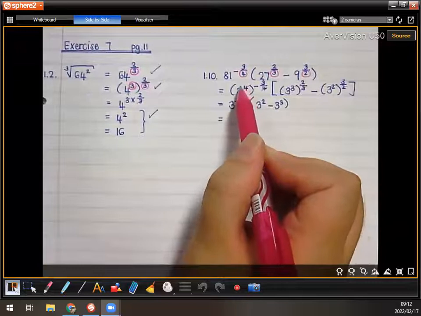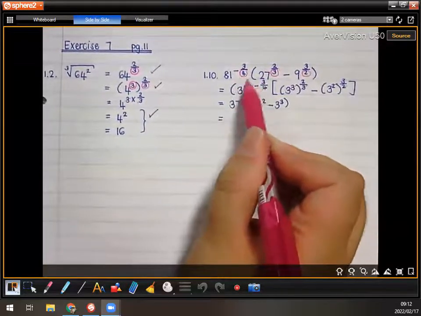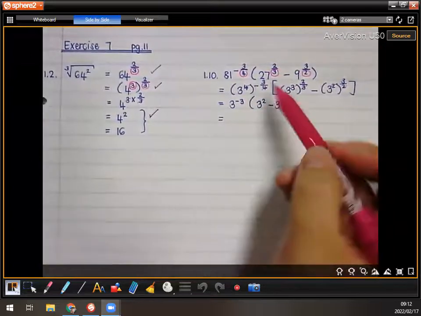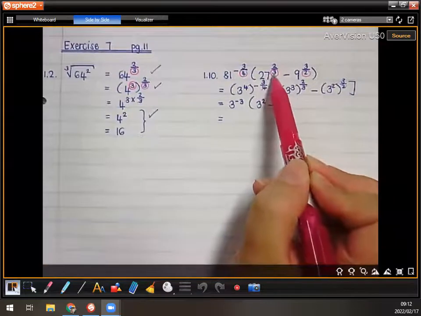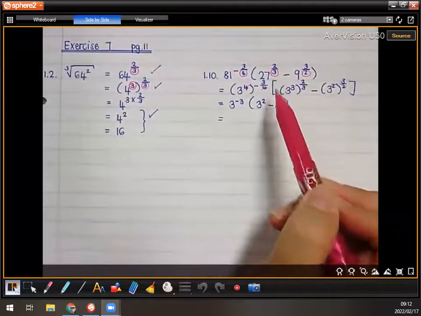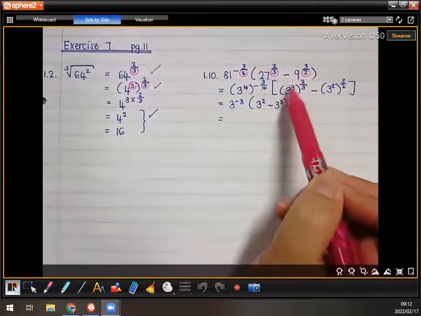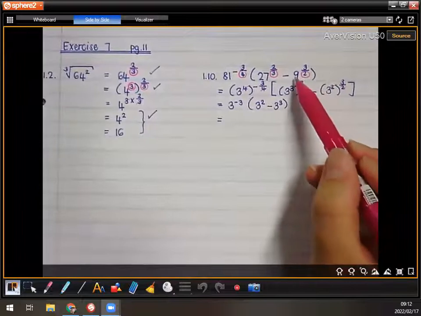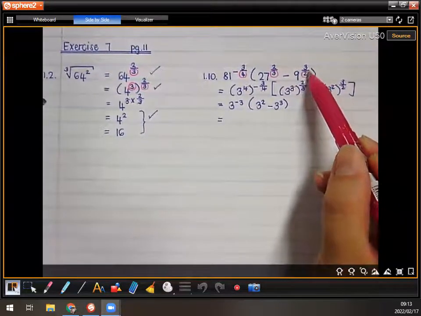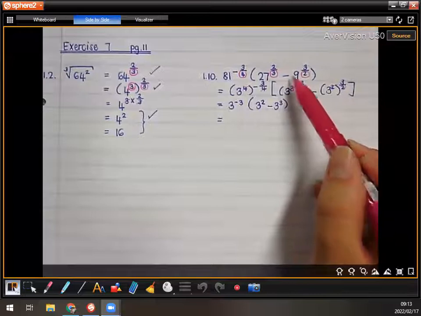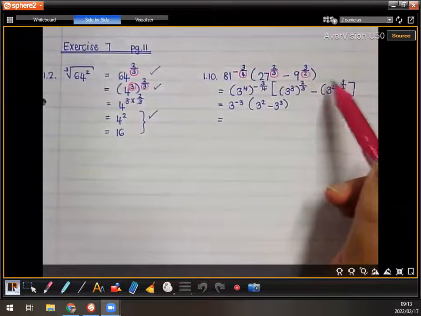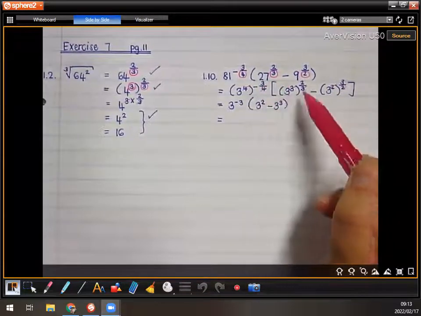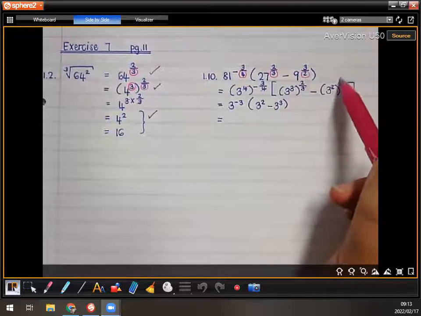Okay? The reason we're doing that is so that the 4s, the diamonds times the 2 together, will cancel out. So that's what we do in each case. Here, 27, I need to write as something to the power of 3. So 27, we all know, is 3 to the power of 3, so the 3 will cancel out. For 9, that denominator is 2, so I need to write 9 with an exponent of 2. So the 2s will cancel out. Then you can see what I'm left with in each: 3 to the negative 3, 3 squared, and 3 to the power of 3.